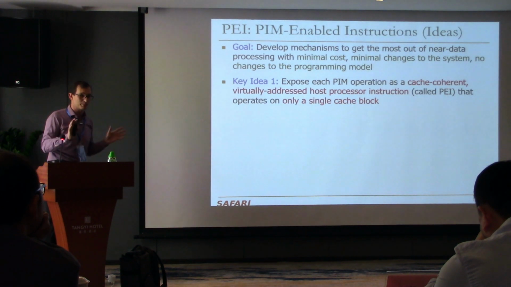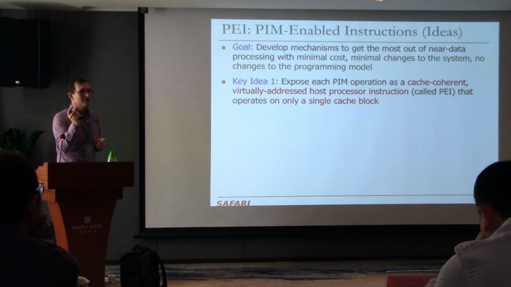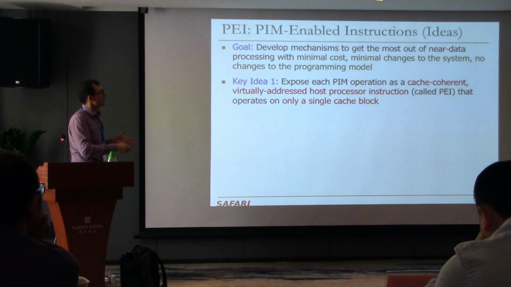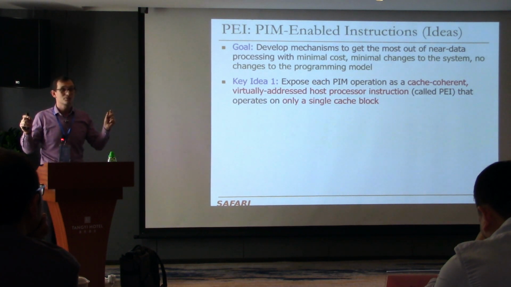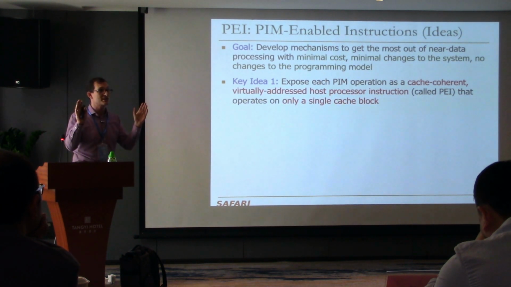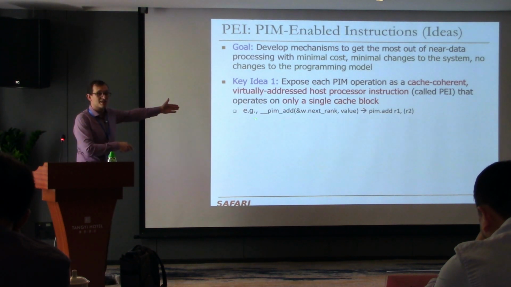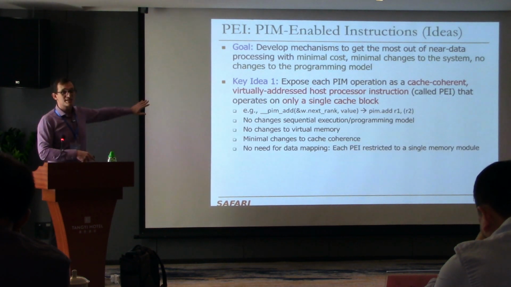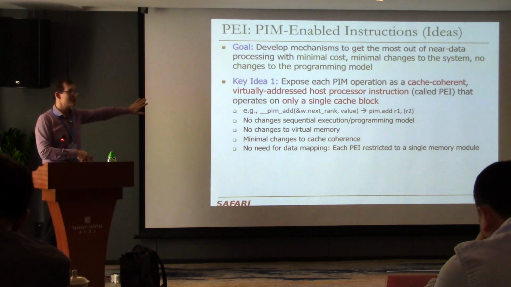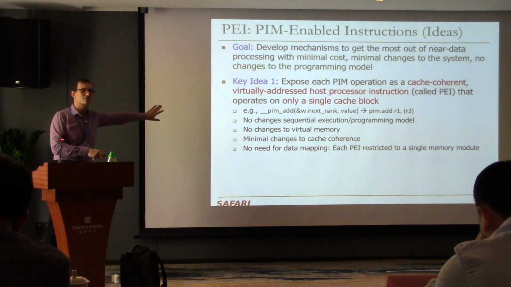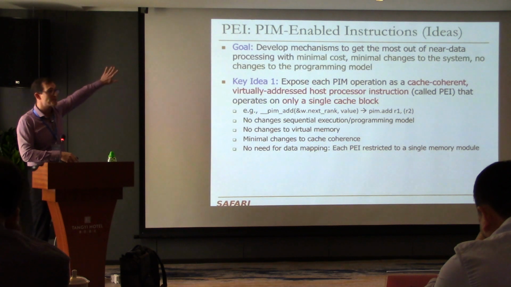And the idea is very simple, in hindsight, in my opinion. Each PIM operation is an instruction. And this instruction is virtually addressed. It's executed in the host to begin with, and it operates on a single cache block. So you actually do operations on only a single cache block. This gets rid of the data mapping problem. So for example, it's a PIM add instruction. So this doesn't have any changes to the sequential execution and programming model. Your compiler can emit these instructions. No changes to virtual memory. Very little changes to the cache coherence. They're relatively easy. No need for data mapping. So actually, it's very adaptable in my opinion.